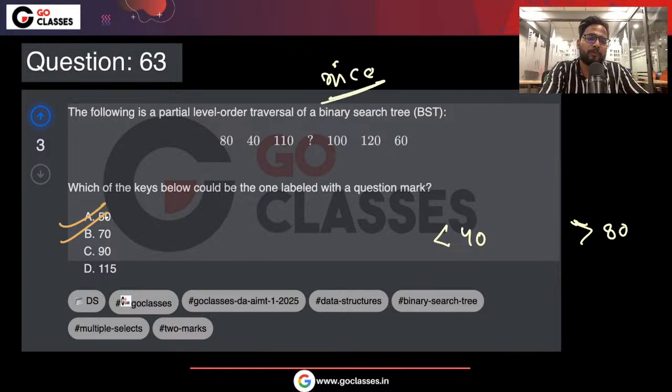So do you think overall paper was tough? I think it was a little more conceptual than I was expecting. Okay. Do you think overall paper was tough? What do you think?